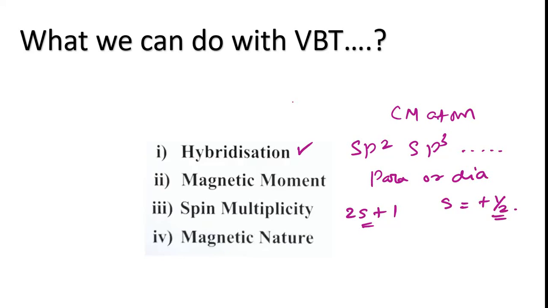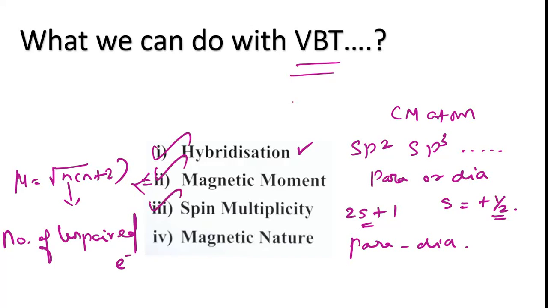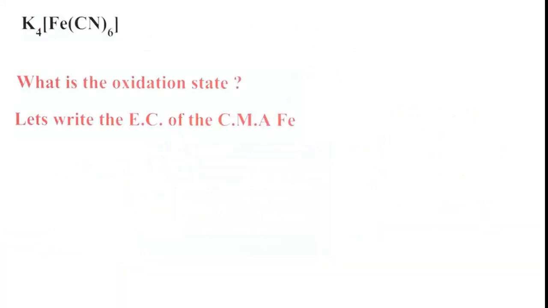And the magnetic nature of the compound. Magnetic nature is paramagnetic or diamagnetic. And the magnetic moment we can calculate by using the formula mu is equal to root of n into n plus 2. N is nothing but the number of unpaired electrons. So these are the things we can do with VBT, that is valence bond theory. We can find out the hybridization, the magnetic moment, the spin multiplicity, and the magnetic nature of the compound. Let us learn this with an example.